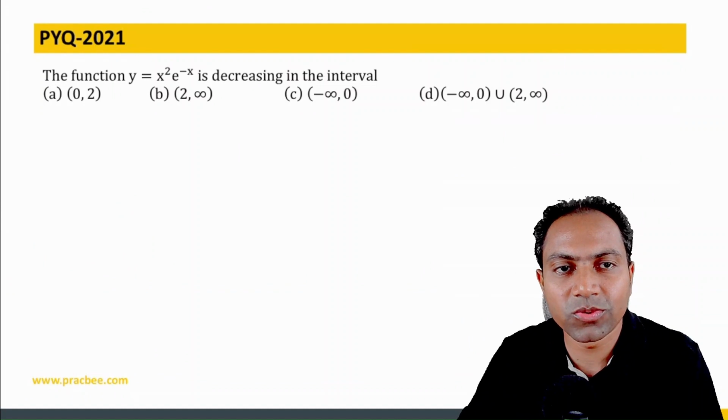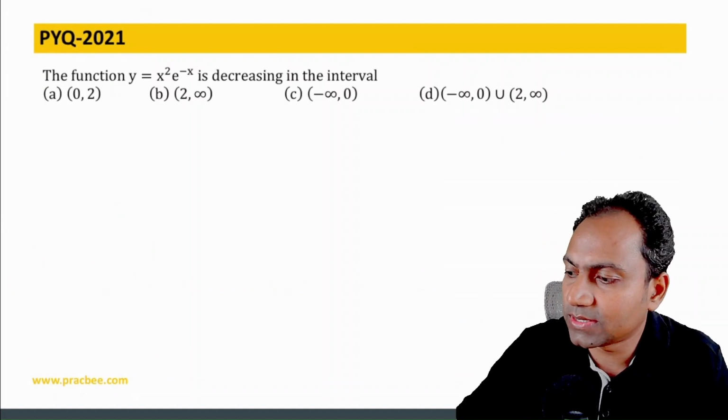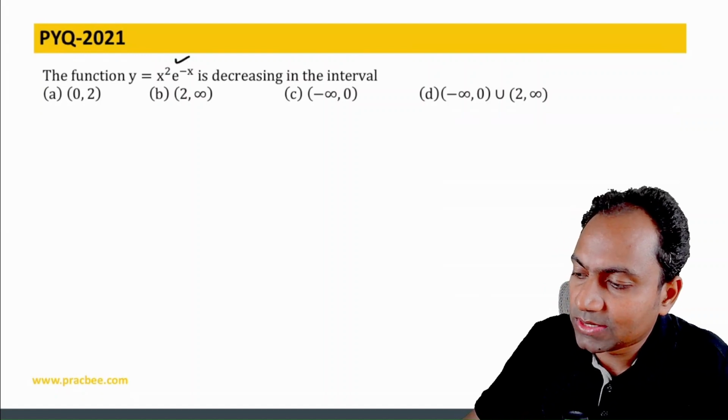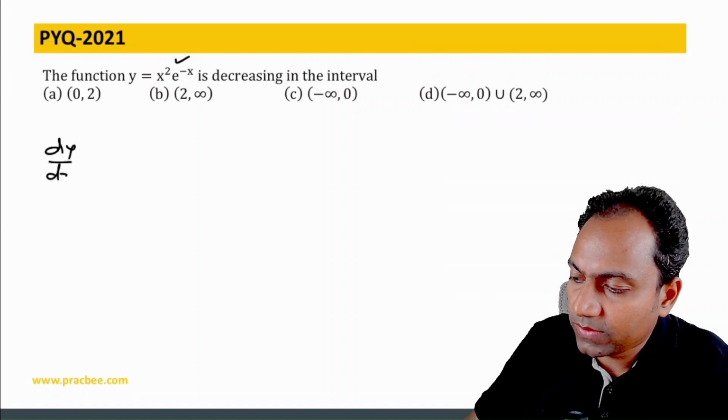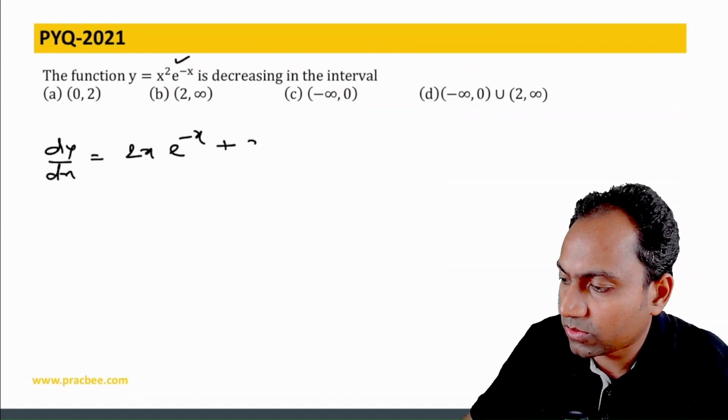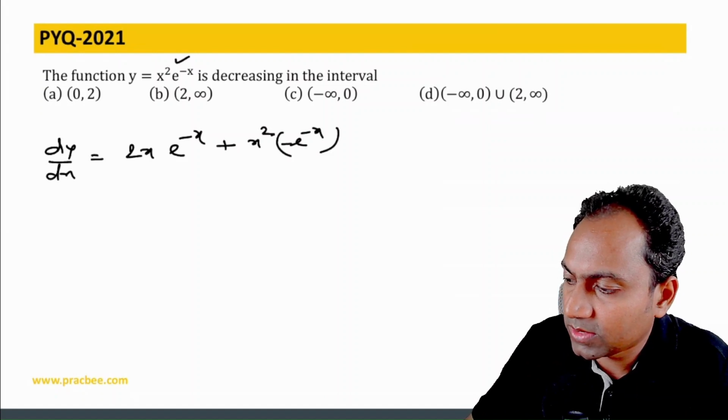Now, in this next question, you can see that the question remains same. It is just that the kind of function we have used is changing. So again, we are going to find the value of dy by dx as we do in all the questions of increasing, decreasing. So it becomes 2x e raised to the power minus x. We are using product rule. Then x square times the differentiation of e raised to the power minus x would be this.